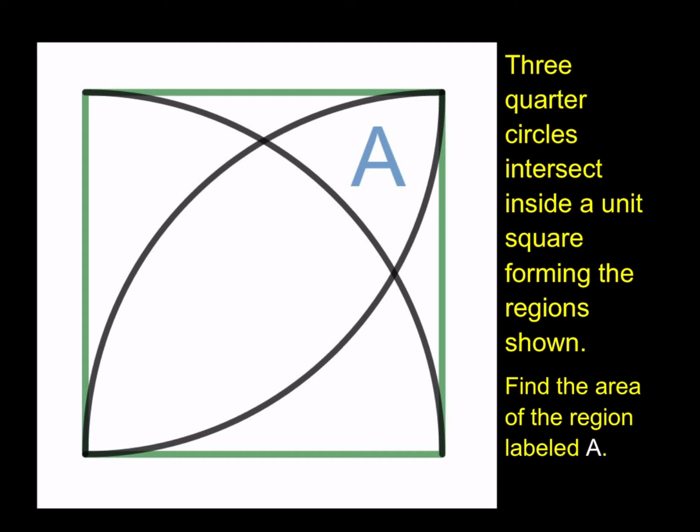And let's get started. Now, we do have 3/4 circles that intersect inside a unit square, which means the side length is 1. Forming the regions shown, find the area of the region labeled A. So we do have that little weird shape, kind of like a triangle, but the sides are round, not straight. We're going to find the area of that region.